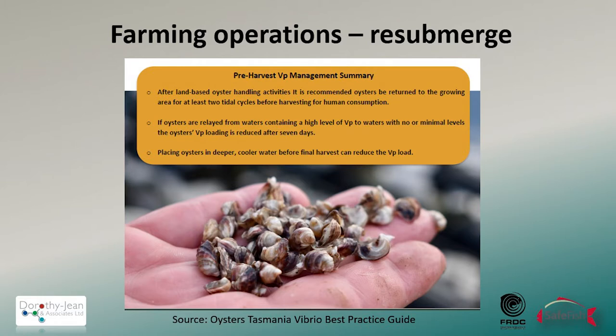Okay, farming operations. When it comes to farming, farmers do have a lot more control over their product than if you're a wild harvester who has to stay outside all day dredging and dredging until you find enough product to take home. Farmers have more control over their product, and like a shepherd, they can bring them into the mustering yards and sort them and grade them and then send them back out to grow further. The oyster industry particularly does this, but I am aware that other shellfish such as the mussels and the clams also sometimes shift their product from paddock to paddock.